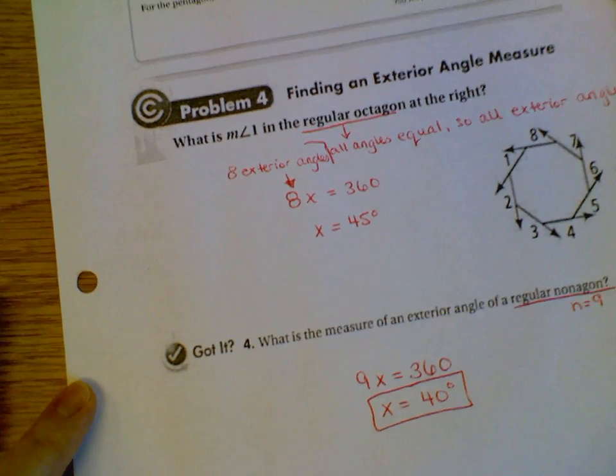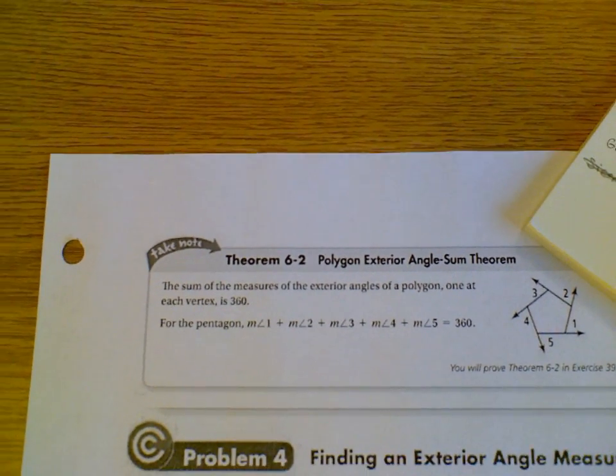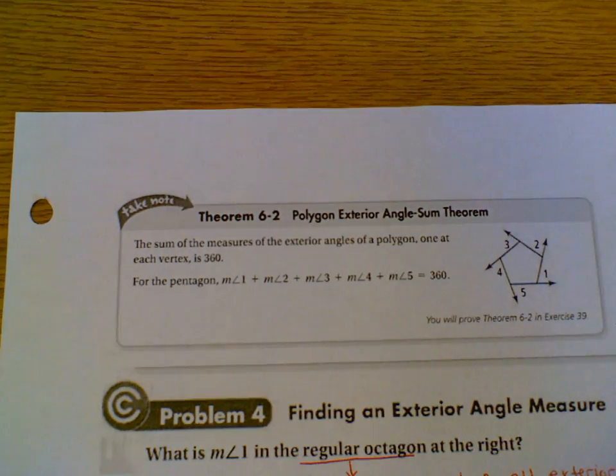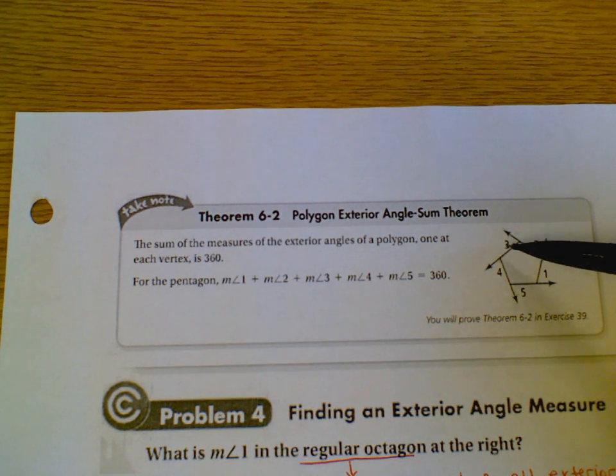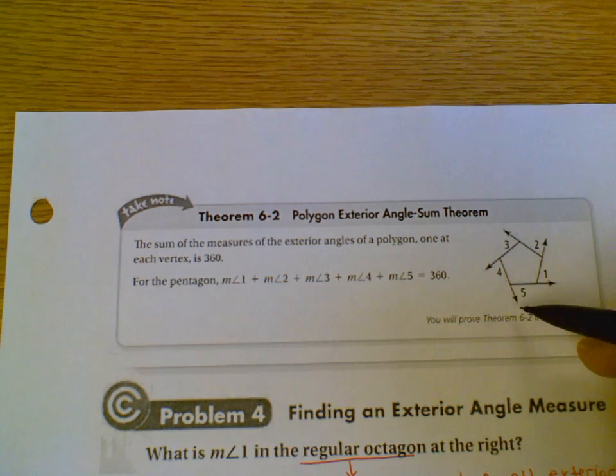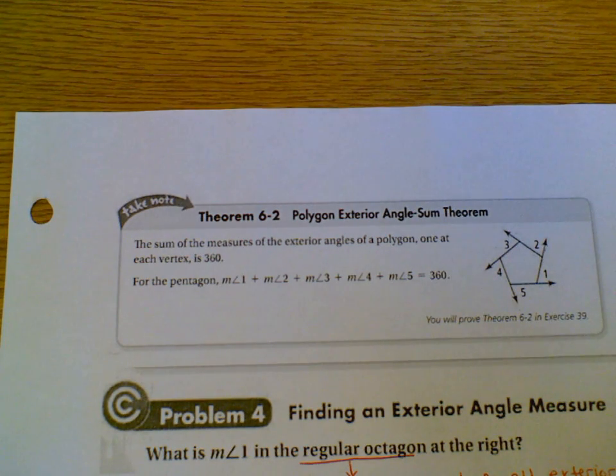The last piece of this lesson is the polygon exterior angle sum theorem. That says the sum of the measures of the exterior angles of a polygon, one at each vertex, is 360. So what that's saying is that the exterior angles of a polygon will always add up to 360.